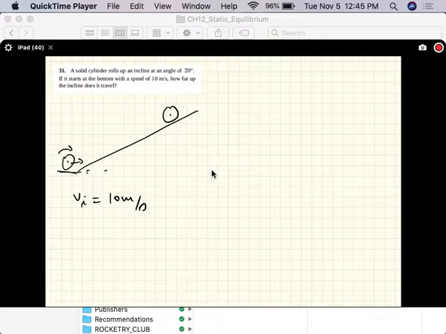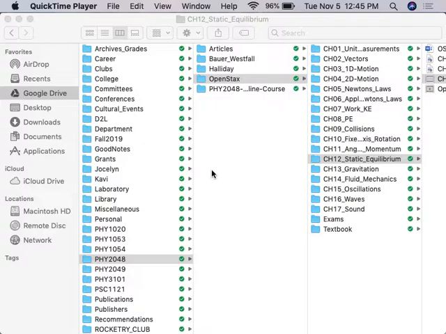Okay, so what we're finding is how far up the incline does it travel. So we're finding this distance.